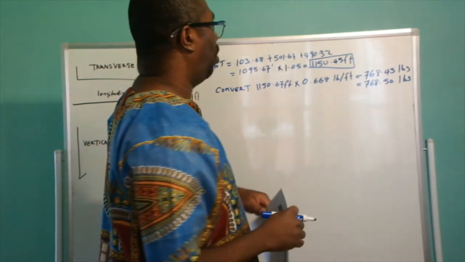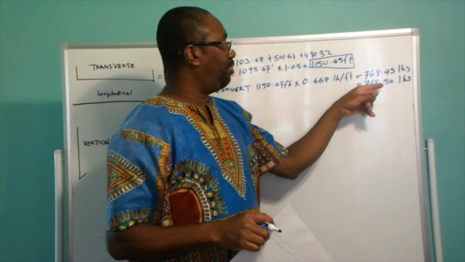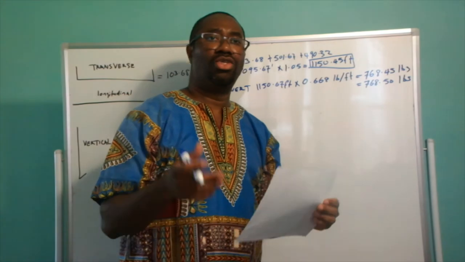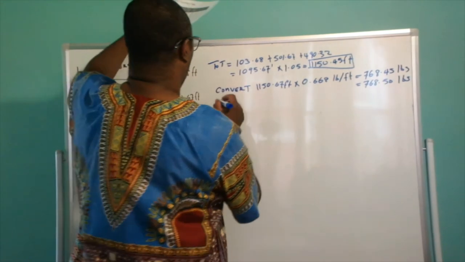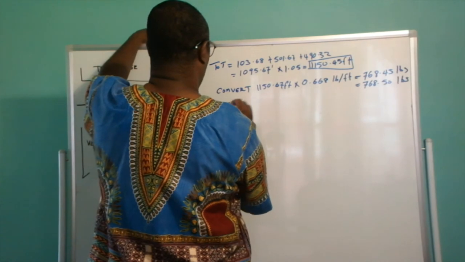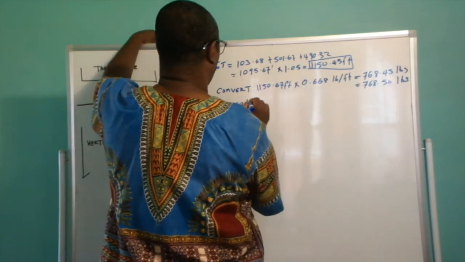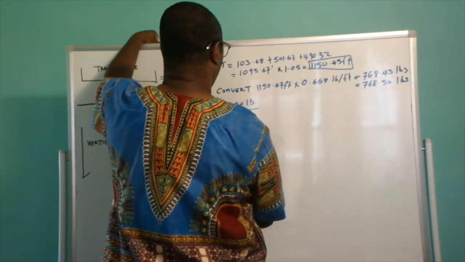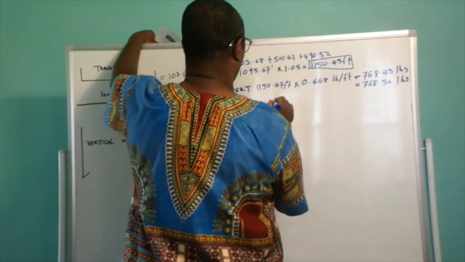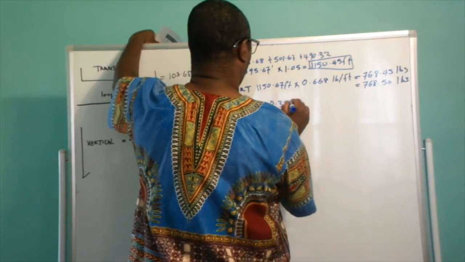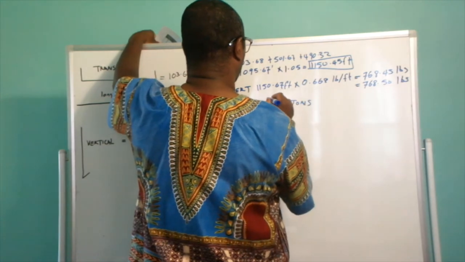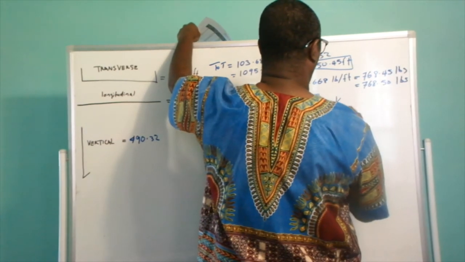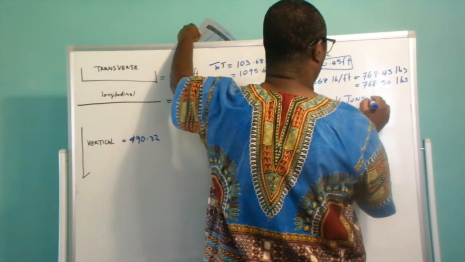So if you want to convert this 768.5 pounds to tons, you divide by 2205. So 768.50 pounds divided by 2205 is going to equal 0.35 tons. And that is approximately one third of a ton of steel.